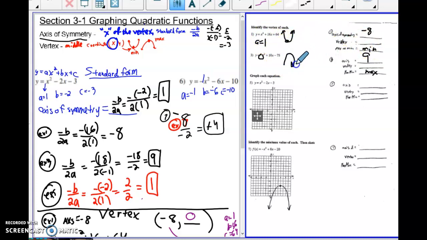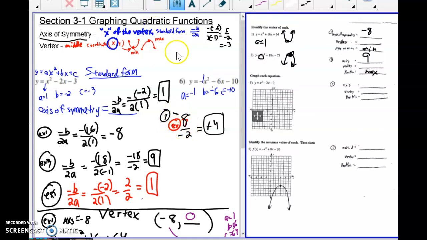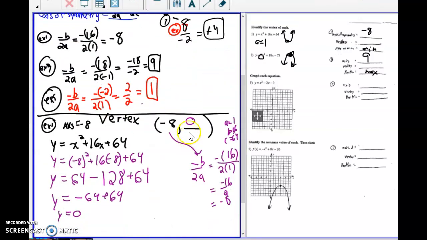Same thing with this one. It opens down because the a is negative. Very similar to what? That's right, end behavior. The front term does still determine whether the arrows end down, but the vertex is now the maximum spot. And then the last thing we went over is what do you do when you need to find the vertex? So if we look over on this screen over here, the vertex is when you take this axis of symmetry and do the plug in.